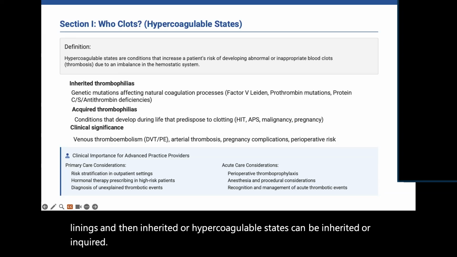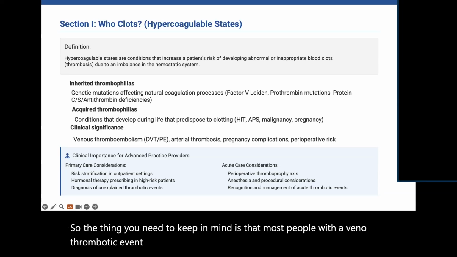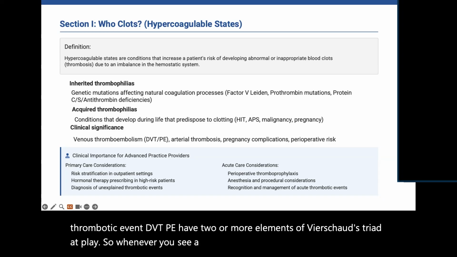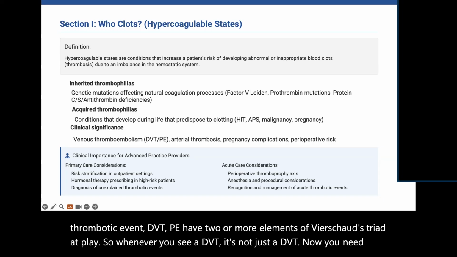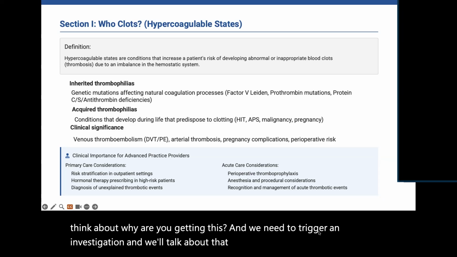So the thing you need to keep in mind is that most people with a venous thrombotic event, DVT-PE, have 2 or more elements of Virchow's triad at play. So whenever you see a DVT, it's not just a DVT now. You need to think about, why are you getting this? And we need to trigger an investigation, and we'll talk about that investigation as we go through this.